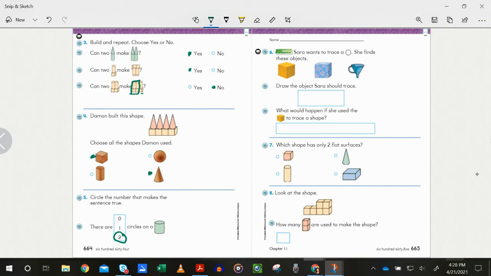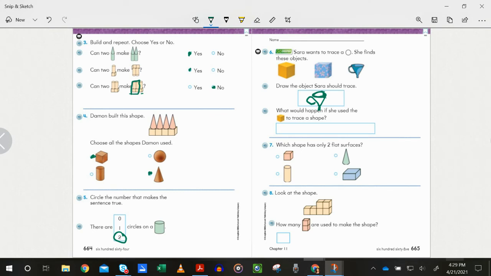Number 6, if she wants to make a circle, is she going to get a circle from a cube? Nope, she's going to want to use this cone shape. Okay, so because it has a circle, and then this part is a little triangle. So hopefully you drew, it's called a funnel. Hopefully you drew a little picture of a funnel here.